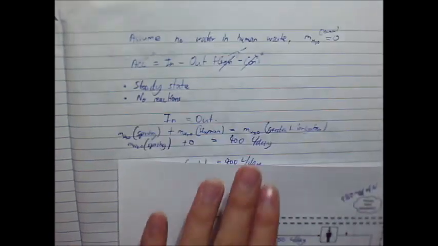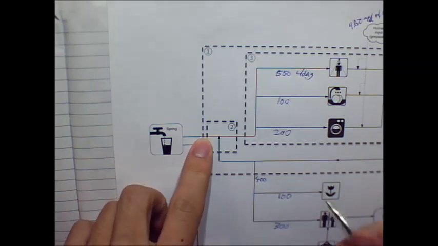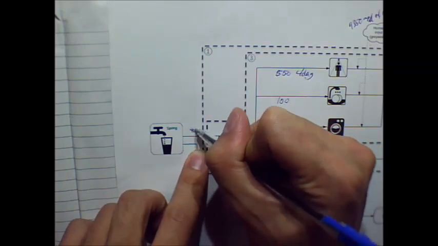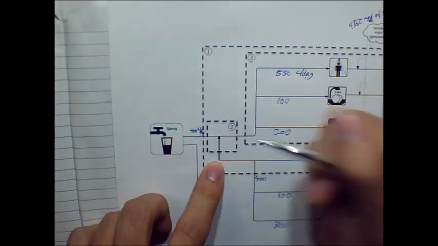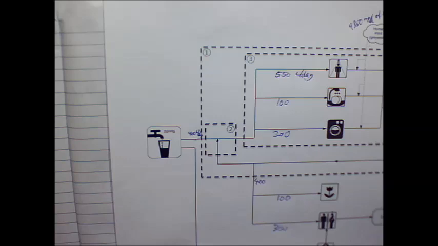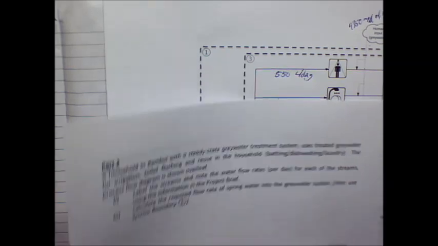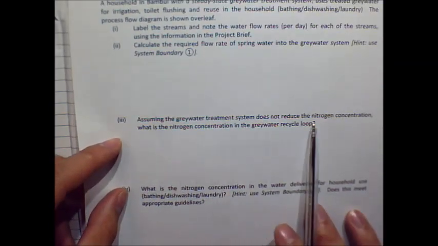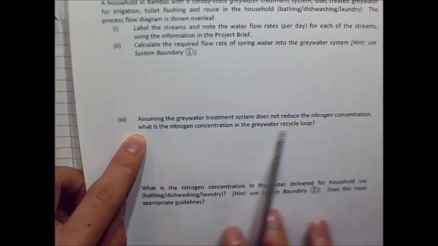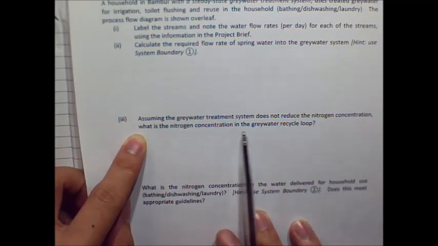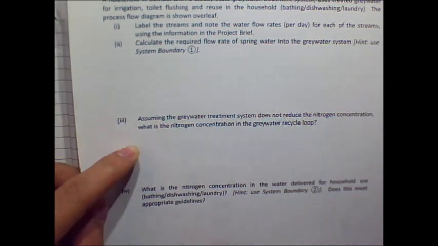So that's how you would set it out, and this is how then you've just worked out what the stream is. So we now know this is going to be 400 litres per day coming in right there. That's question 2, and that's what we wanted you to do for all of question 2 here. So for question 3, assuming that the grey water treatment does not reduce nitrogen concentration, what is the nitrogen concentration in the grey water recycle loop?